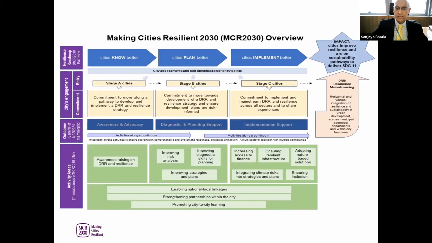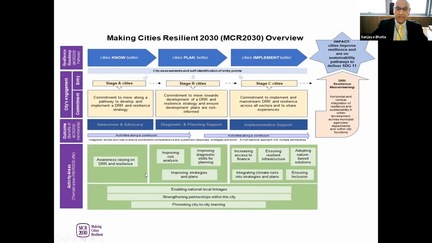Stage B is the cities which are more advanced in understanding. They are able to use diagnostic tools to understand how resilient they are, and then look at listing out actions that they need to take to make themselves more resilient. And lastly, we have the stage C cities, which are the ones looking at implementing these actions. So stage C is where, for example, the private sector partners that I talked about come in.